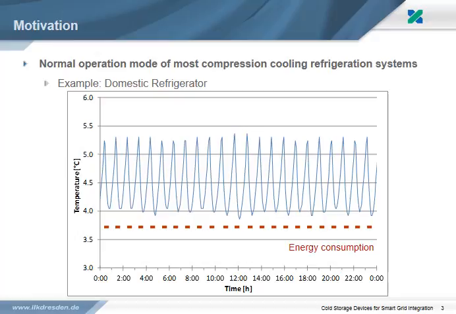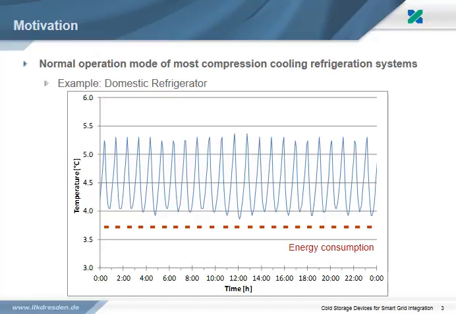At first, we should have a look at the normal operation mode of a compression cooling refrigeration system. This is the on-off mode. As an example, you see temperature measurements of an empty household refrigerator. When the temperature in the cooling cabinet is too high, the compressor starts, and when it is cold enough, it stops. The short red lines mark cooling periods, that means periods of energy consumption. These periods depend only on the temperature behavior of the cabinet. There is no possibility to adapt the energy consumption to variable tariffs or demand and supply variations.